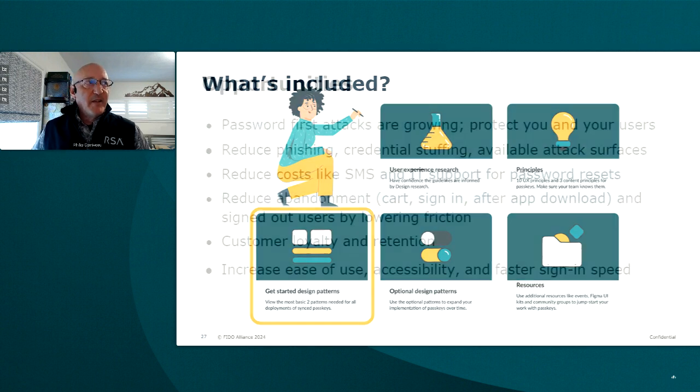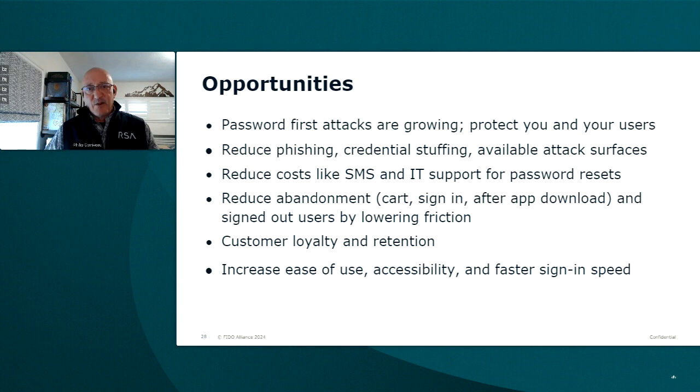And it's really critical that you take the time to go and get those assets, because we have some real prime low-hanging opportunities that we're trying to go after, right? Number 1, password-first attacks are growing. Protect you and your users. Reduce the threat landscape. Second, reduce phishing, credential stuffing, and available attack surfaces. 3, reduce costs like SMS and IT support for password resets and/or failures, and/or, heaven forbid, if you get breached, right? So it's really understanding how to reduce the costs overall based on the fact that you're going to move to an implementation with passkeys.